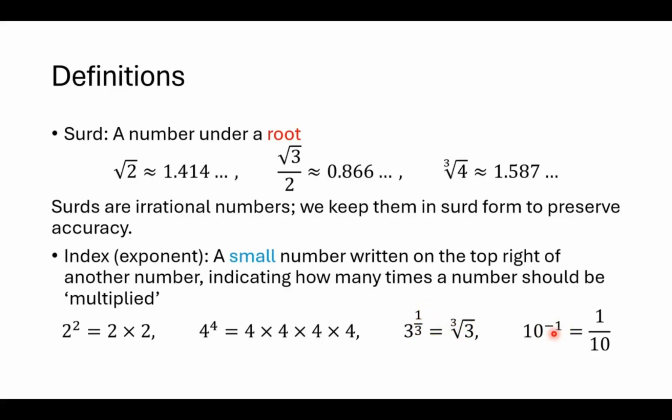And next is the negative index. A negative index just basically means take the reciprocal. You put 1 over that number. So 10 to the power of negative 1 is 1 over 10. And 10 to the power of negative 2 is 1 over 10 squared. You can sort of think of this negative sign as the fraction bar, and the rest of the number is just the power of the denominator. And 10 to the power of 1 is just 10.